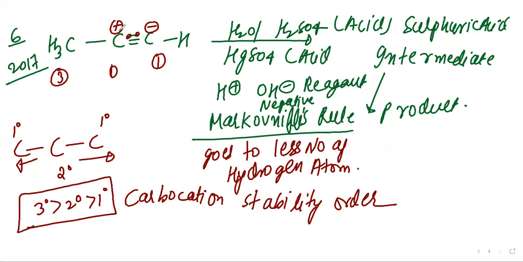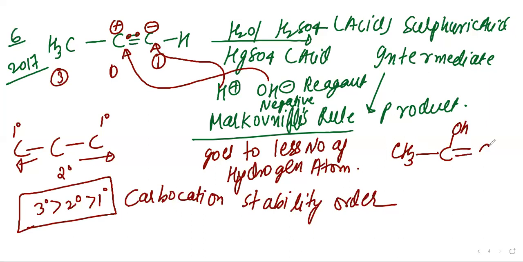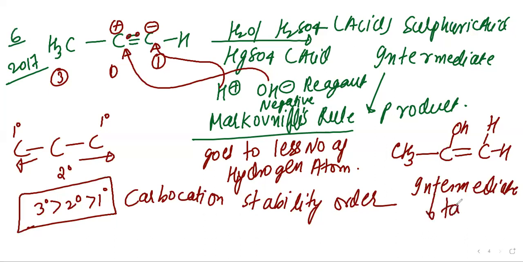Understood? So this plus will attract the OH minus and this carbon minus will attract H plus. So formation of compound will be like this: CH3, C(OH) double bond CH. And here one H will be coming out. Understood? So this will be the intermediate.